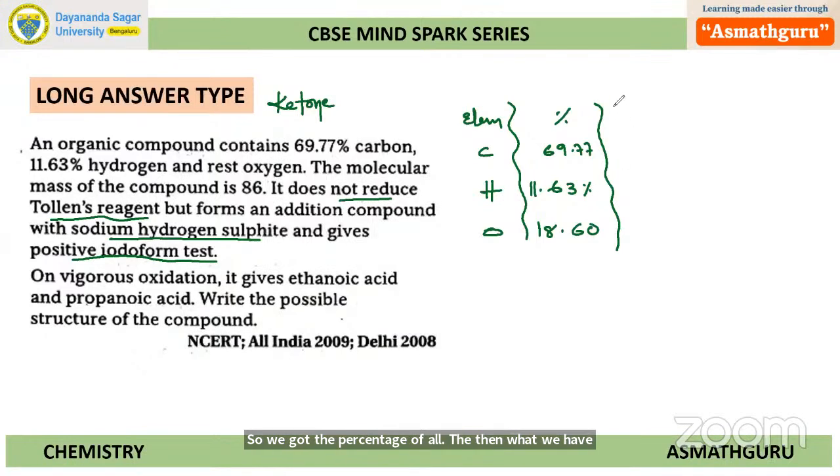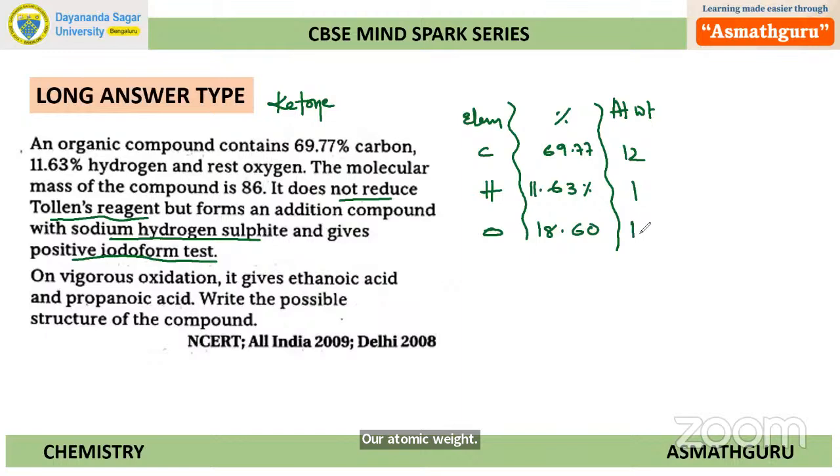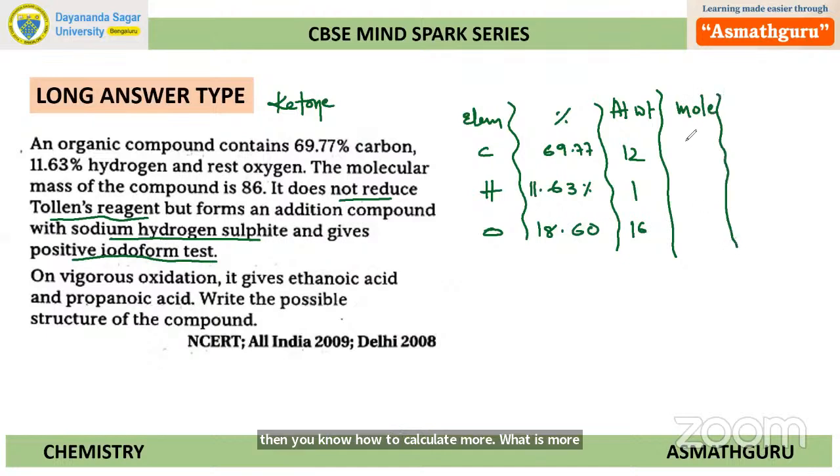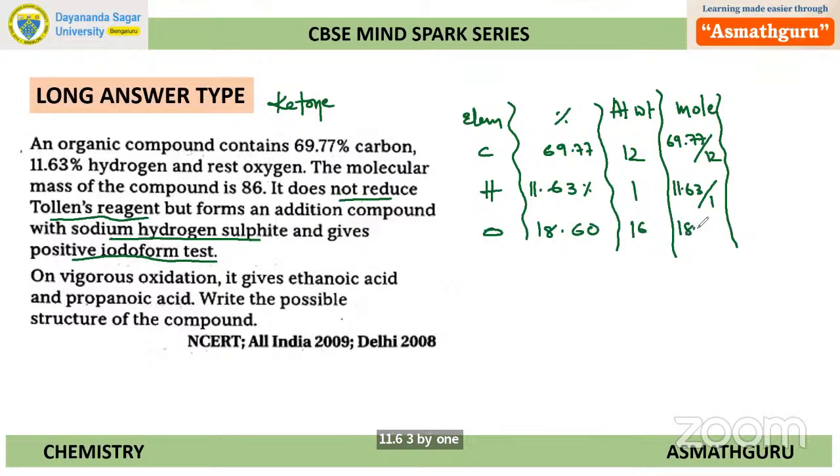Then what we have to do? Then take the atomic weight. What is the atomic weight of carbon? 12. Oxygen is how much? 16. Then you know how to calculate moles. What is mole? Mass by atomic weight. What is the mass? 69.77 by 12, 11.63 by 1, 18.60 by 16. It almost comes to 1 only. This is 1. This is 11.63. And this, how much does it come?